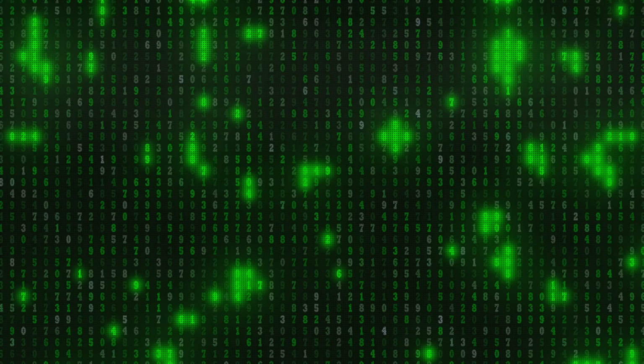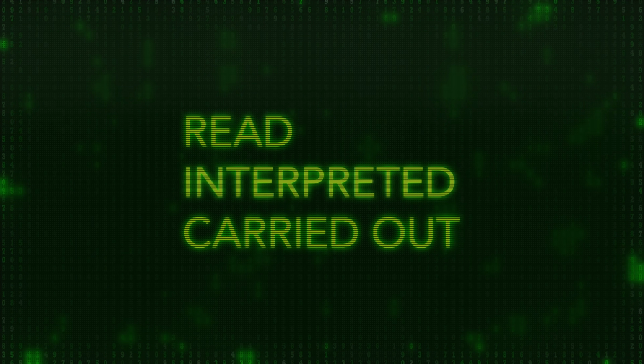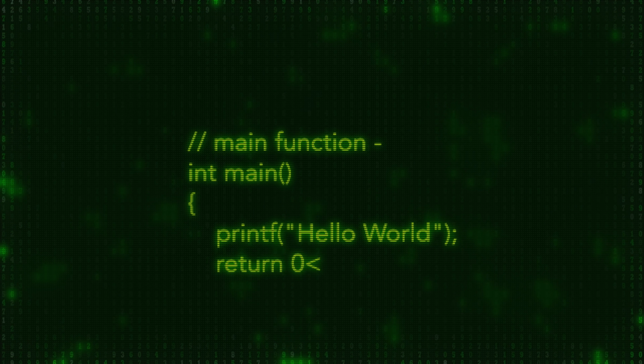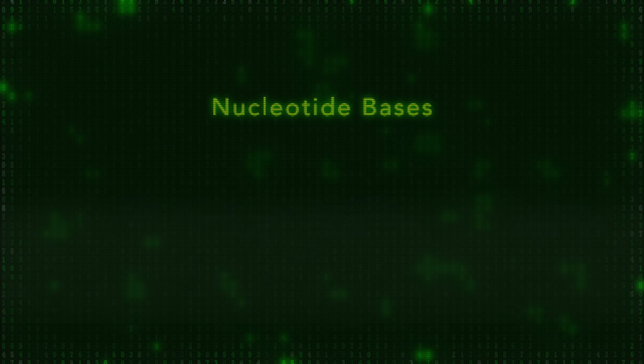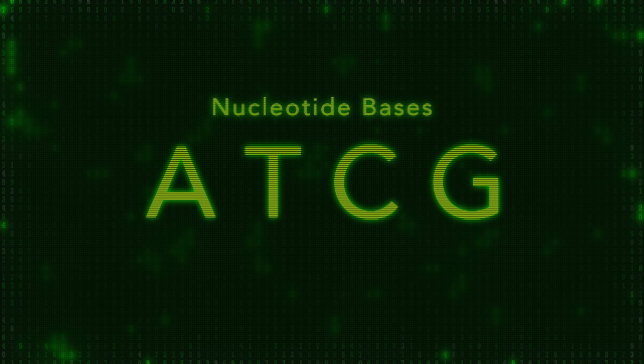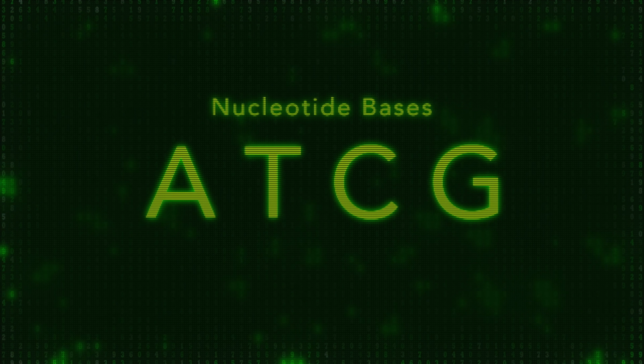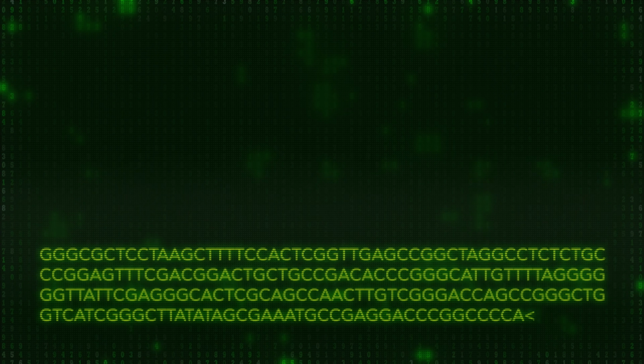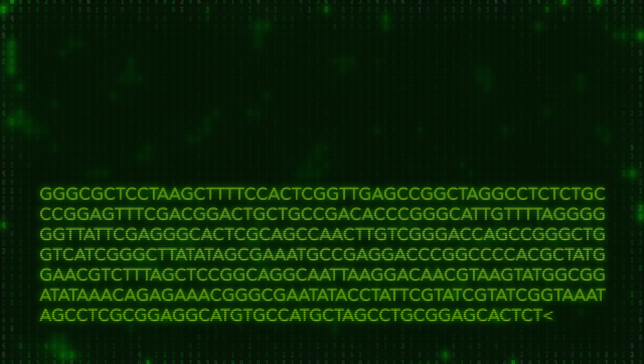DNA contains coded instructions and programmed commands that are read, interpreted, and carried out automatically by the cellular machinery in your body, just like computer code. With software, the instructions come in the form of letters and punctuation that are arranged to encode computer commands. In DNA, the instructions come in the form of the nucleotide bases, A, T, C, and G, that are arranged to encode biological commands. Amino acids, and other instructions as well. There are programmed instructions in DNA just like in computer code and software.